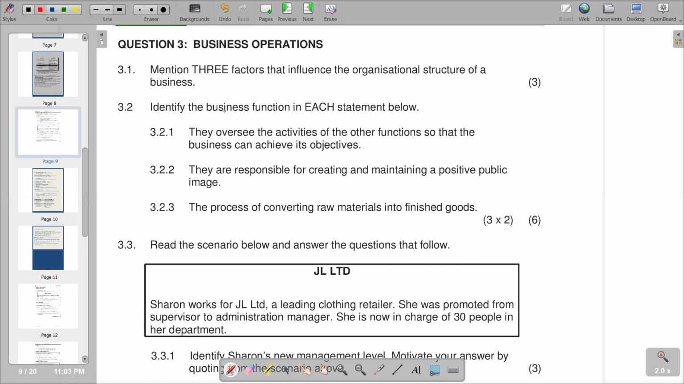In this video, I want to look at the question on business operations, and we are going to look at question 3 on this question paper. So, our question reads: mention 3 factors that influence the organizational structure.